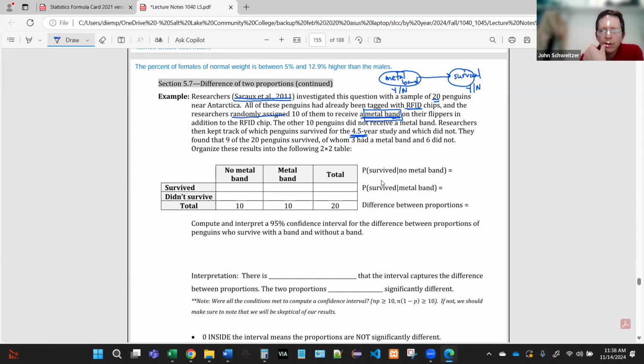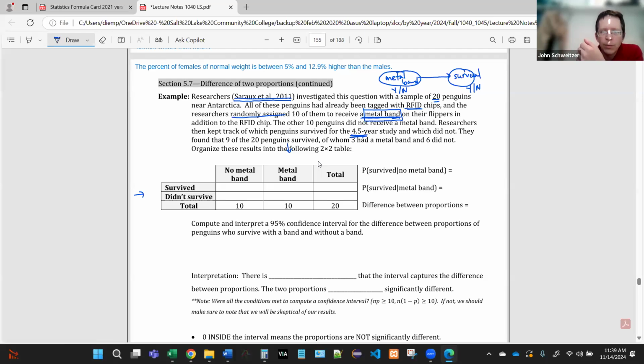Because 4.5 years is kind of a long time, I would imagine, for penguins. So some of them might just pass away because 4.5 years is quite a long time for penguins. So let's see, what were the results? They randomly assigned 10 of them to get the metal band and 10 to not, and then they just looked to see how many were alive at the end of the study. Because it's two categorical variables, we can set up a contingency table. The row variable is the response variable, and the column variable is the explanatory variable.